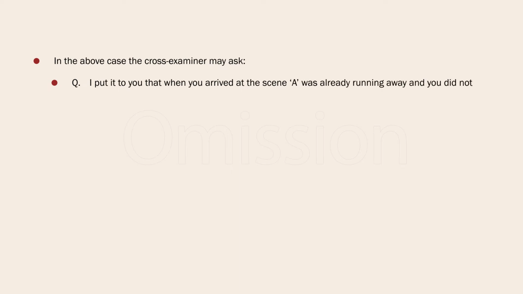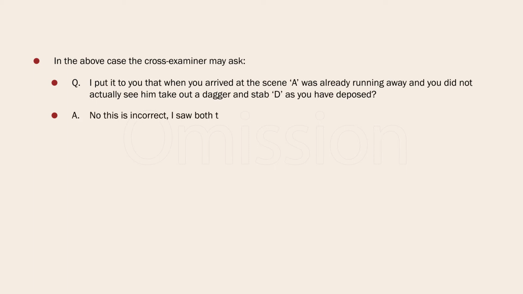So in order to bring out a contradiction, he will have to ask, I put it to you that when you arrived at the scene, A was already running away and you did not actually see him take out a dagger and stab D as you have deposed. If he answers that no, this is incorrect, I saw both the events, then the omission is converted into a contradiction. So when he denies this suggestion, the contradiction is brought on record.